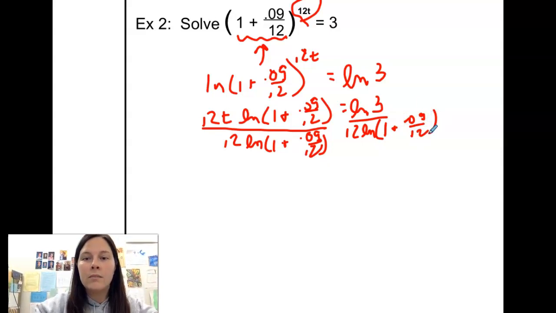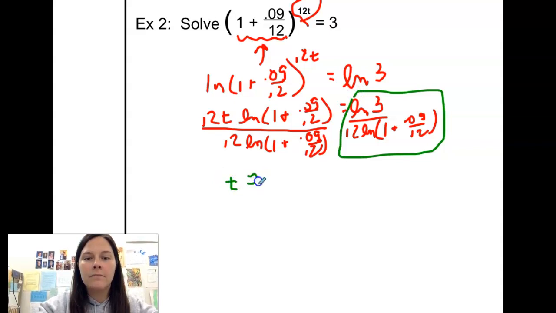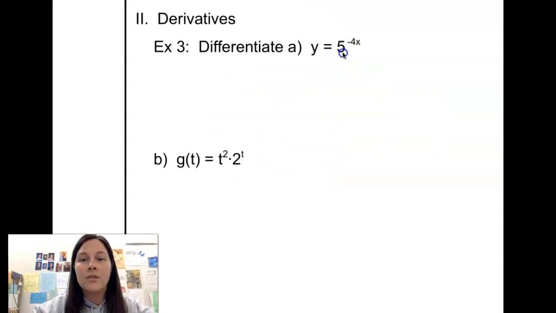And then we just punch this super fun expression into our calculator to get a decimal approximation. And I got about 12.253. All right, so that was it for review. Now we're going to use those new derivative laws to differentiate when we have a base that is not e.